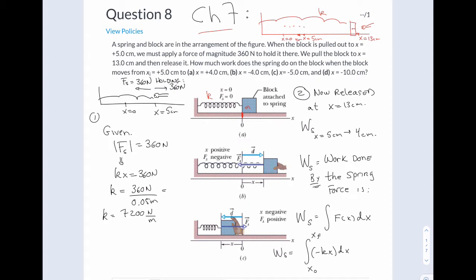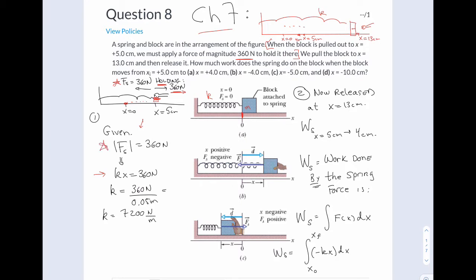Pulled out to 5 centimeters, and they say to do that and hold it there, it takes 360 newtons of force. That's this picture. So start at rest. In this picture, I'm holding this thing here, and it costs me that much force. If the block isn't moving, then the 360 newtons is balanced by the spring force. So from here to here, it tells me that the spring force is 360 newtons when it's stretched 5 centimeters. So Hooke's law says the spring force is kx.